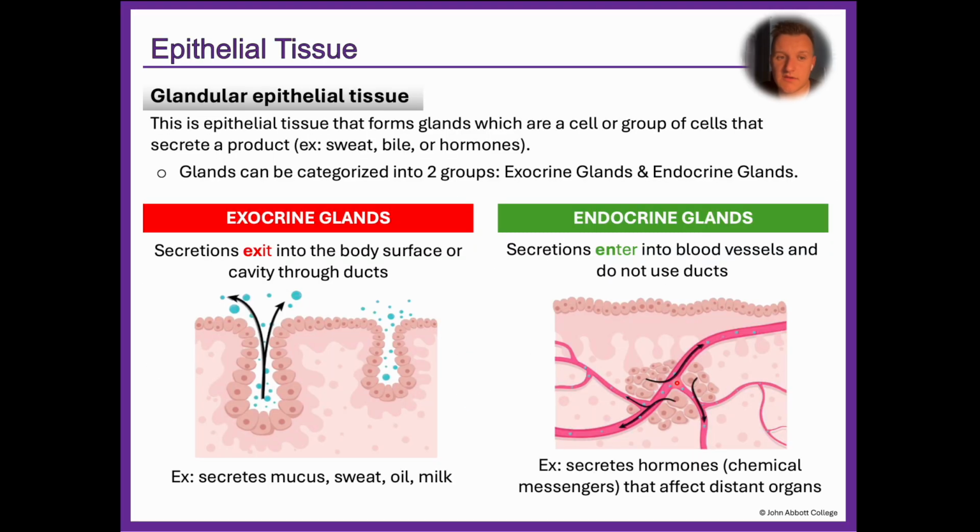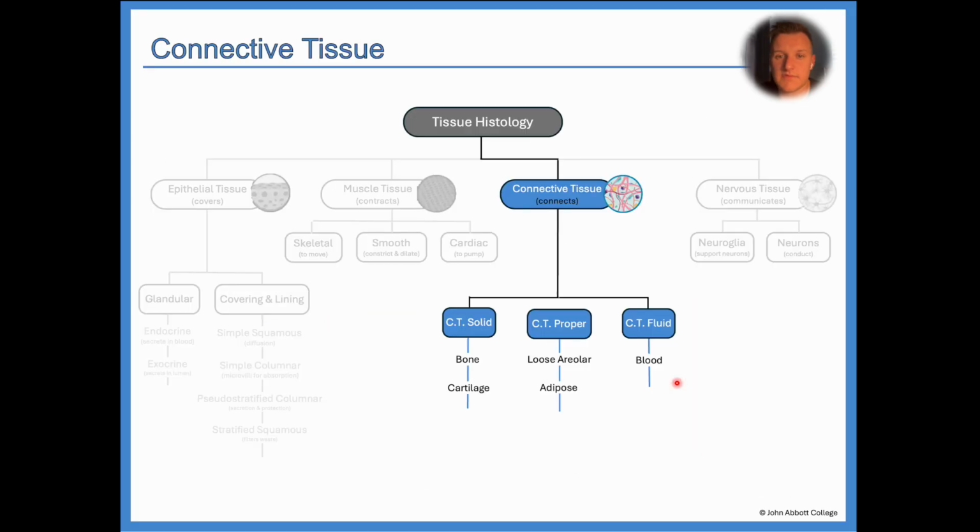So that was all for epithelial tissue. Now we move on to connective tissue, probably the worst of all of them.